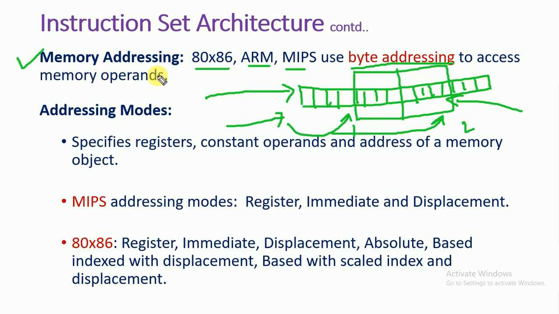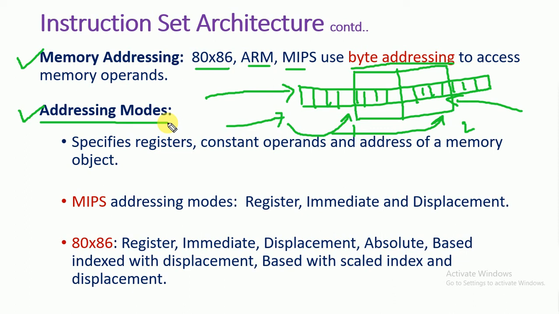So how will the memory be addressed? The simple answer is, memory will be addressed byte by byte. That is a point to be mentioned in memory addressing. Then comes the addressing modes. You might have heard about addressing modes when you study different microprocessor architectures like 8085 and 8086.